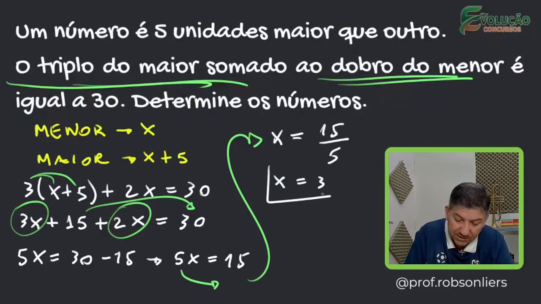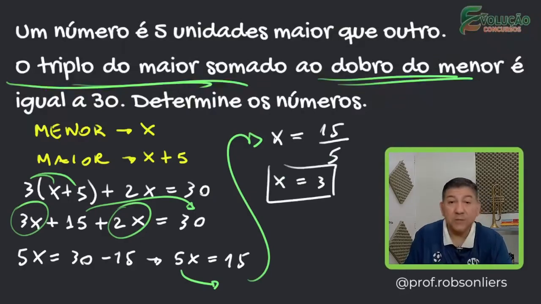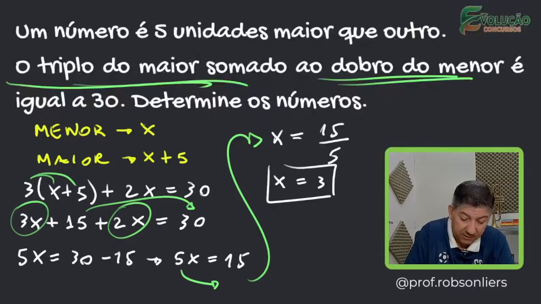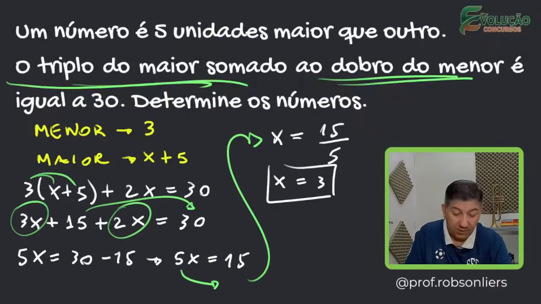So, we conclude that x equals 3, and that's exactly the smallest one here. We represented the smallest one with x. So, I'm going to write here the smallest one is equal to 3. And the largest one is x plus 5. So, the largest one will be 3 plus 5. 3 plus 5 is 8.